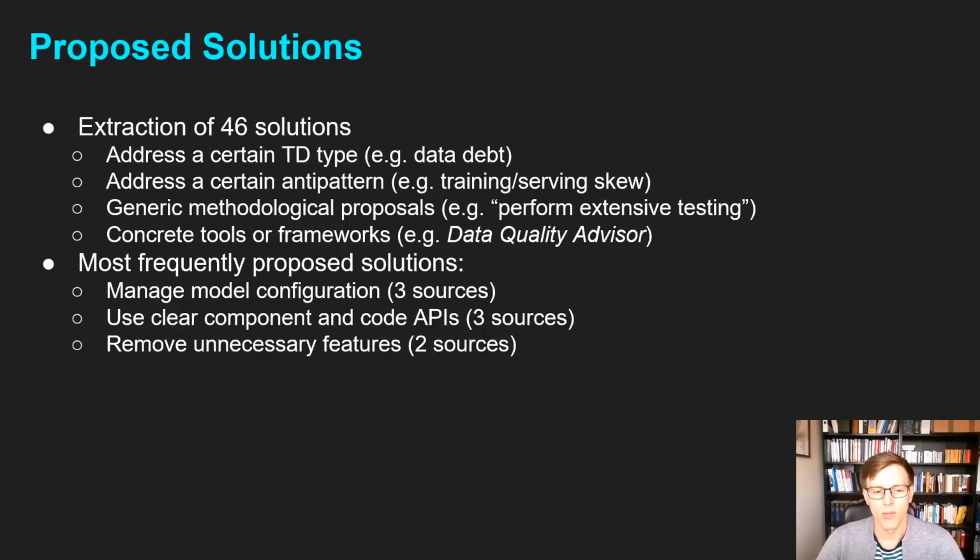And lastly, one proposal was to remove unnecessary features. Features come with a cost, and if a feature does not bring much improvement for accuracy, then it is called an epsilon feature and should be removed.